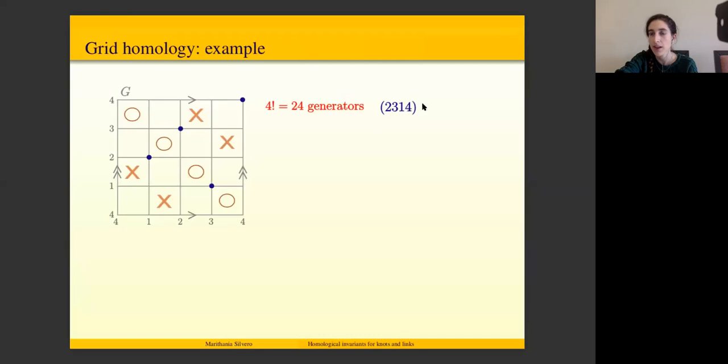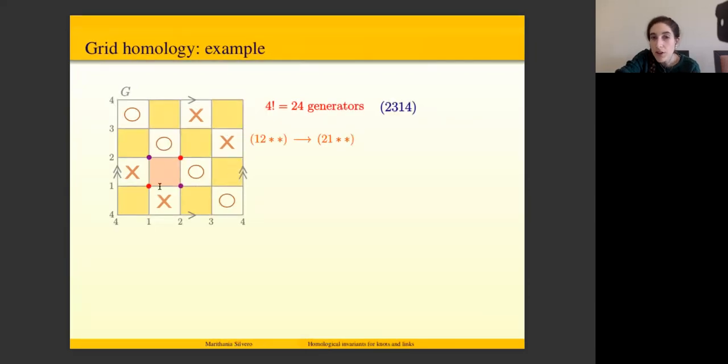Then how I label the generators. And now for the differentials, I need to count empty rectangles. So in this case, it's very easy because these are the only empty rectangles I have. I have no other empty rectangles because they cannot have circles nor crossings. So this is what I have in these examples.